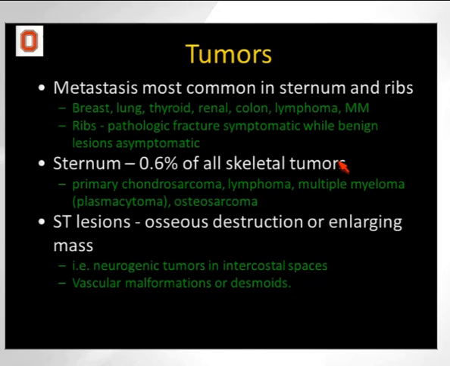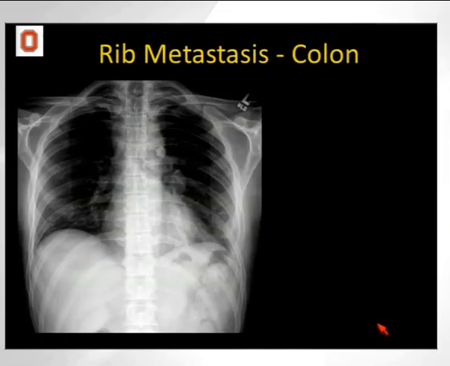Now remember, the sternum is not a good area for skeletal primary tumors. It's much better for metastasis, but if you see one, always think chondrosarcoma, and if you're forced to give a differential, lymphoma, multiple myeloma, and osteosarcoma are also common ones. And those that tend to cause a lot of destruction usually are neurogenic or vascular tumors.